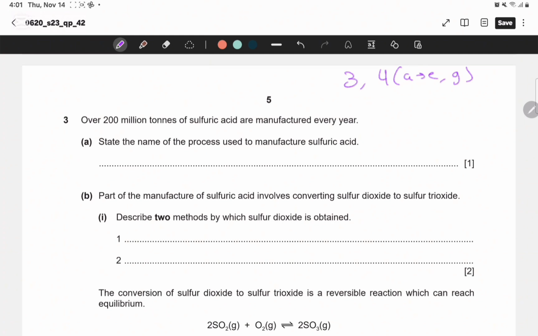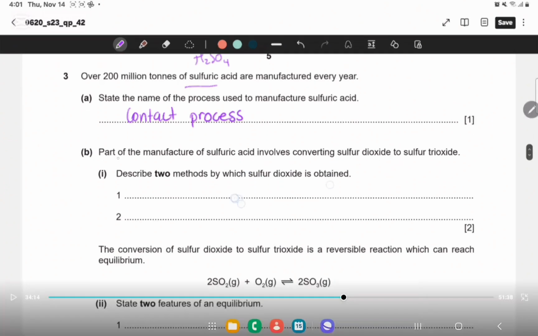Over 200 million tons of sulfuric acid, H2SO4, are manufactured every year. State the name of the process used to manufacture sulfuric acid. It is the contact process. Okay. Part of the manufacture of sulfuric acid involves converting sulfur dioxide to sulfur trioxide, so SO2 plus O2 to give SO3. Describe 2 methods by which sulfur dioxide, SO2, is obtained.